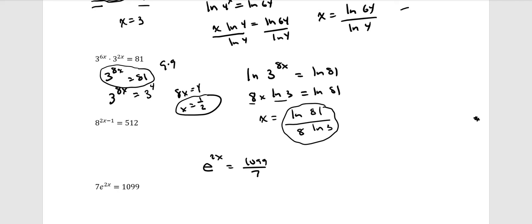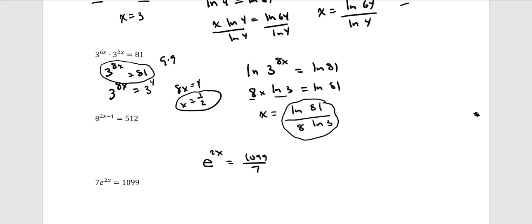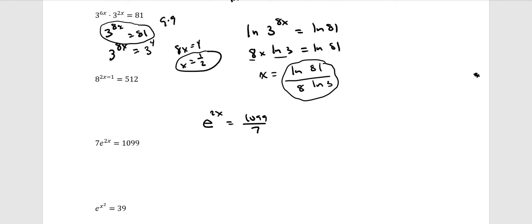Now, again, to get the 2x out of the power, we can take the logarithm of both sides. And I definitely would suggest using natural log. Interestingly enough, though, you don't have to. You can use log base 10 on this. It'll work out just fine. You'll see the difference here in just a moment. Again, applying that beautiful property here, this now can be written 2x natural log e equals natural log of 1099 over 7. Now the natural log of e is 1.